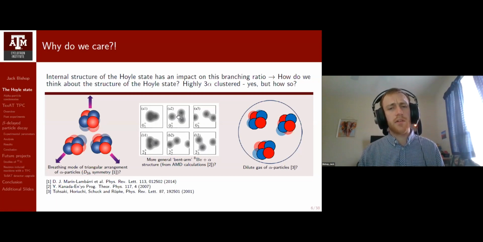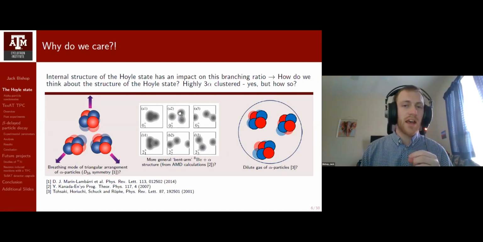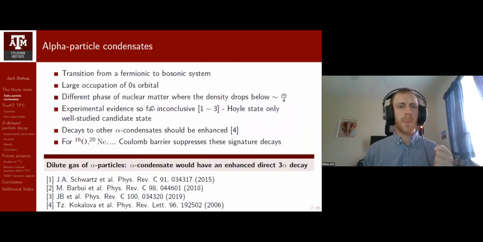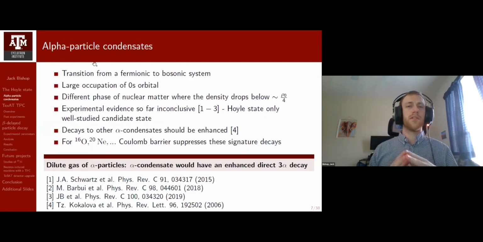If we look at AMD calculations, however, looking at this second 0 plus here, we can see that perhaps this is a bit of an oversimplification. In fact, it looks like the intrinsic structure of the Hoyle state may be something more analogous to a beryllium-8 plus an alpha a little further distance away. And an idea that was propagated in the early 2000s was, what if we think about the Hoyle state in terms of a dilute gas of alpha particles? This is a very diffuse structure where these alpha particles are very loosely bound. This is what we call an alpha particle condensate.